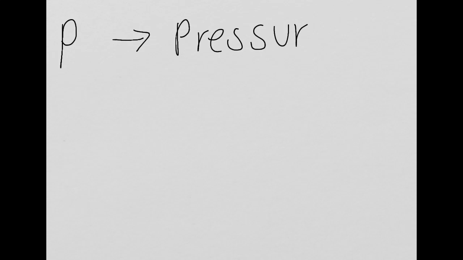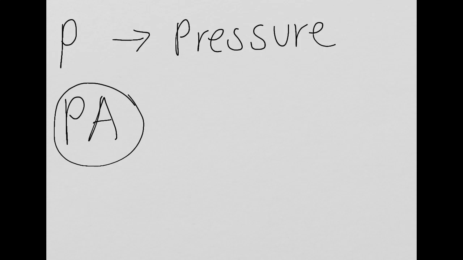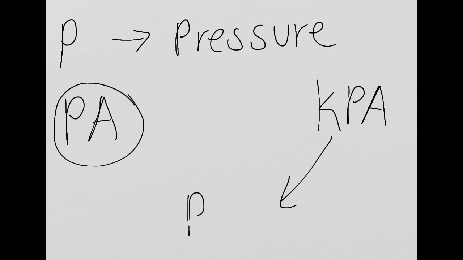Okay, so starting with P. P stands for the pressure, and it's measured in pascals. It must be in pascals when you're doing the equation, but you could be given it in kilopascals, and to change it back to pascals, you just simply need to times by 1,000, and you must remember that.